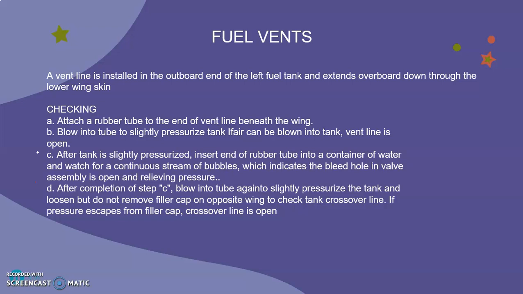insert the end of the rubber tube into a container of water and watch for a continuous stream of bubbles, which indicates the bleed hole in the valve assembly is open and relieving pressure. D. After completion of step C, blow into the tube again to slightly pressurize the tank and loosen, but do not remove, the filler cap. On the opposite side, we check the tank crossover line. If pressure escapes from the filler cap, the crossover line is open.